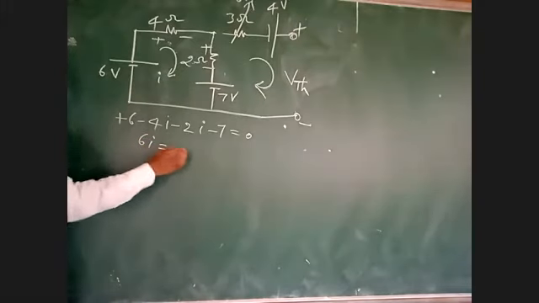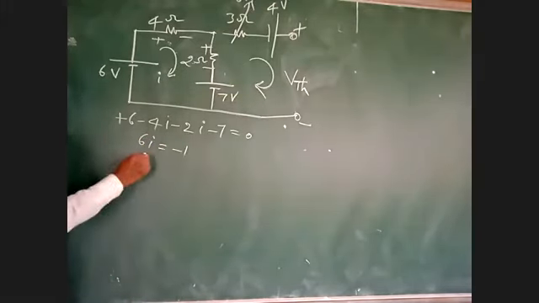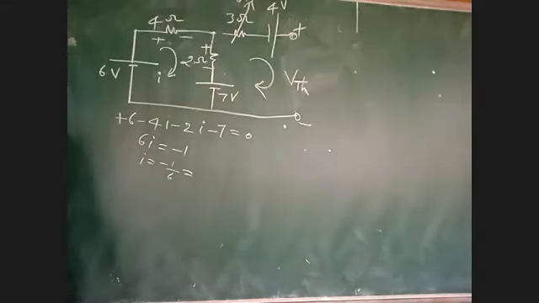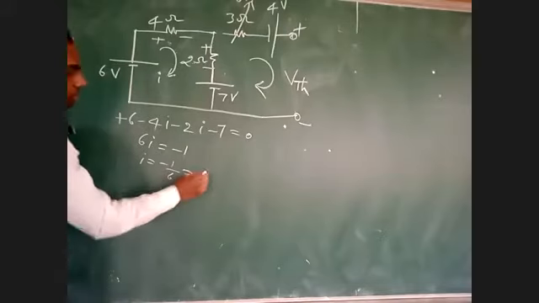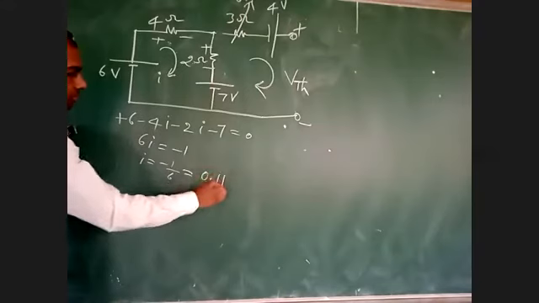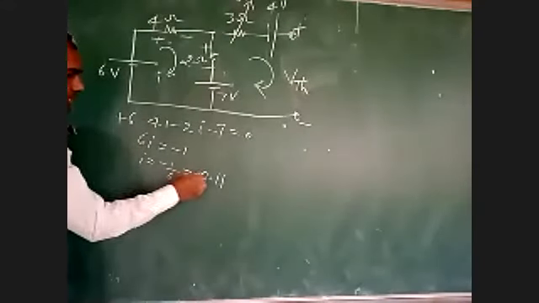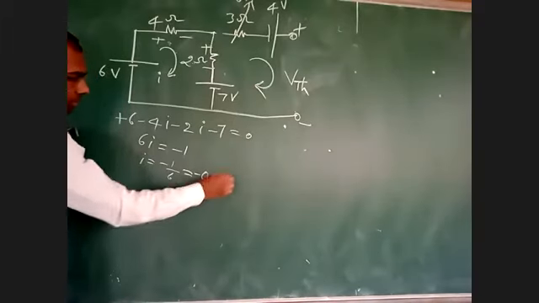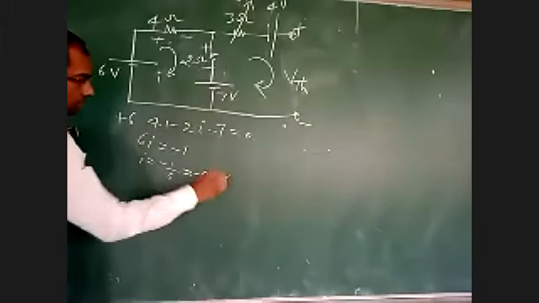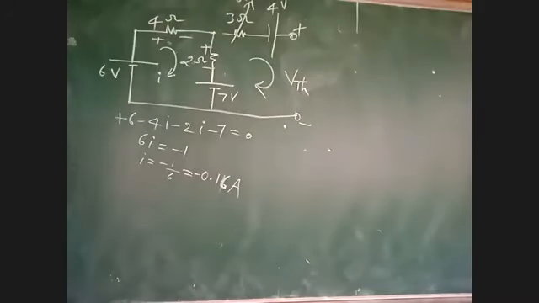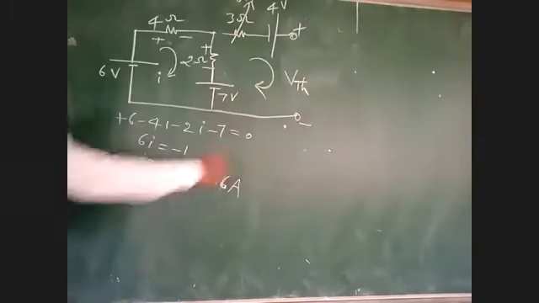6i is equal to minus 1. I is equal to minus 1 by 6. How much will we get? 0.166. So the current is 0.16 ampere. Now I know the current in 2 ohms.